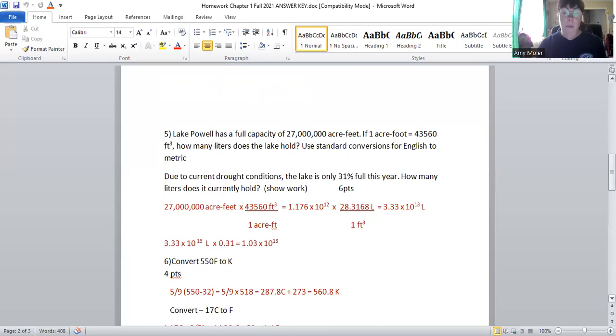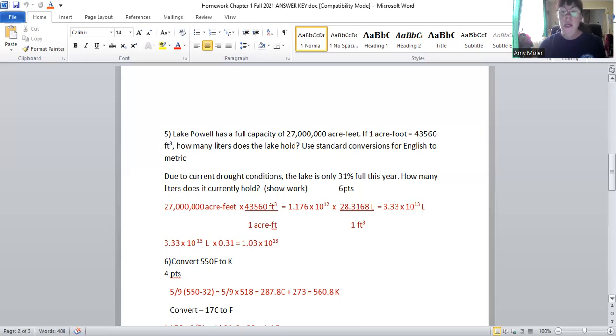You can look up in your lab book how many liters are in a cubic foot as your second conversion factor. I did this in 2 steps. I did the 27 million times 43560. It gives me a very large number, 1.176 times 10 to the 12th. And then I multiplied by liters per cubic foot. Again, increases your value. So 3.33 times 10 to the 13th liters.